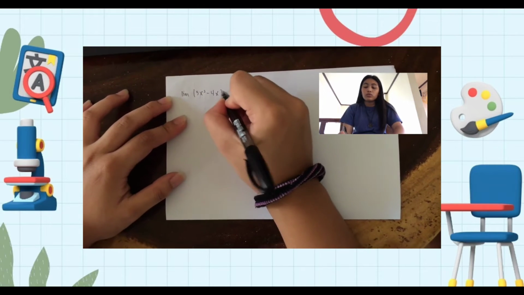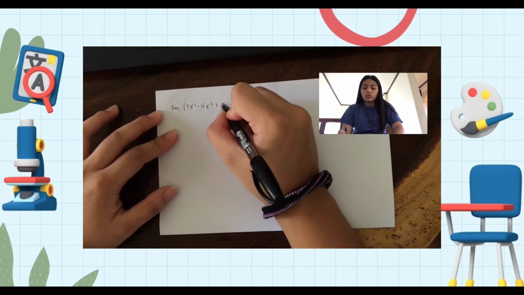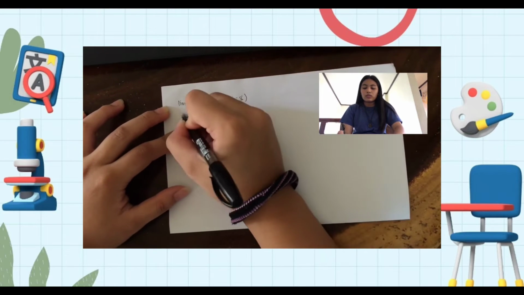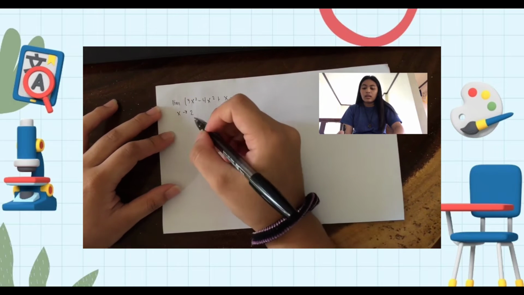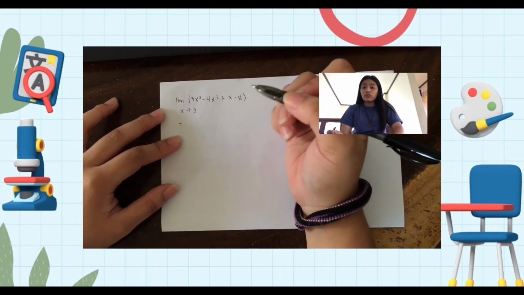So we are going to solve this in this form. This equals 40 minus 16 plus 2 minus 8, which is 18. So this is the final answer of this equation.